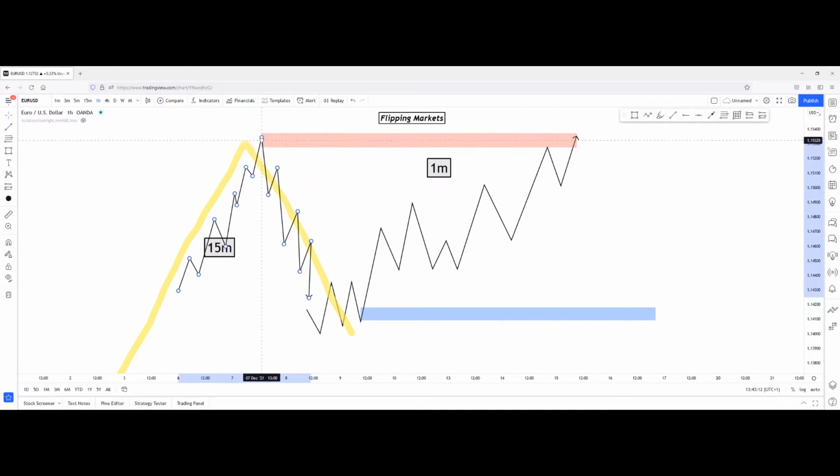So sorry, I will just adjust this. So yeah, I will just remove this line for you to see better.